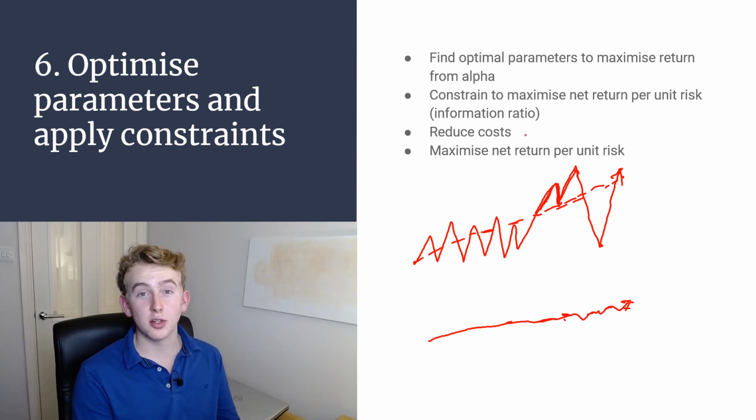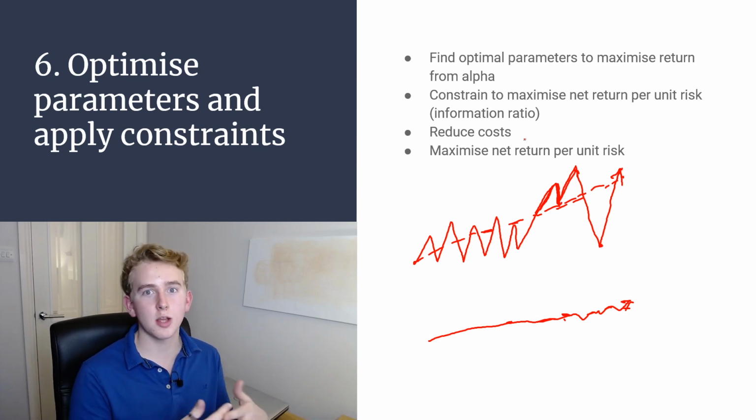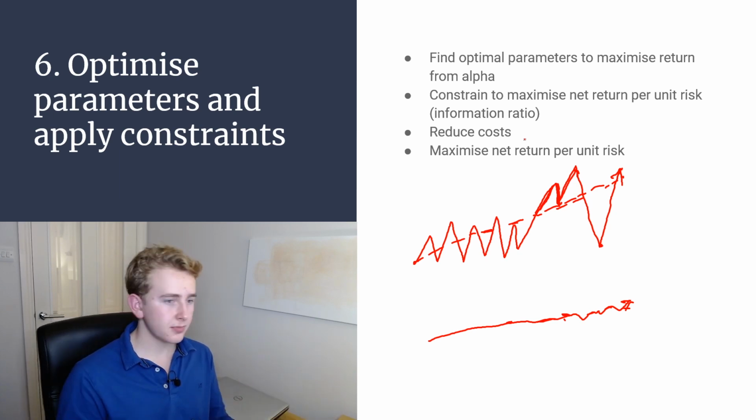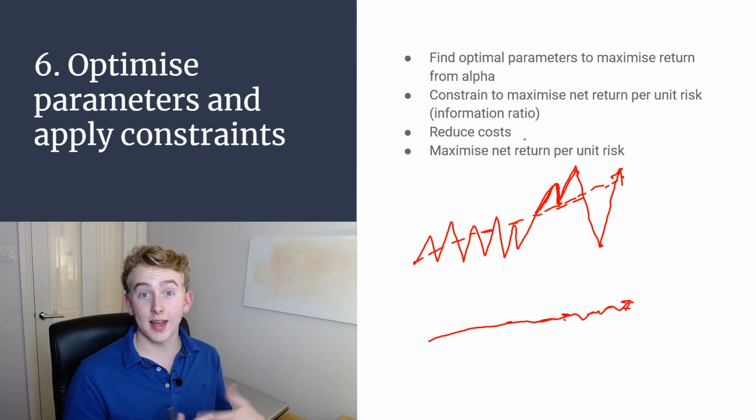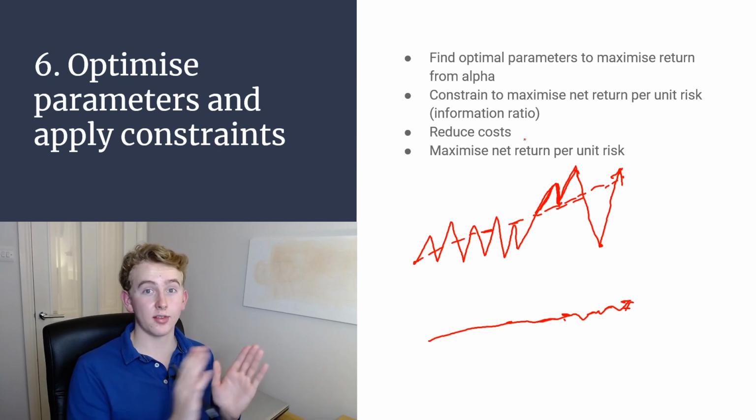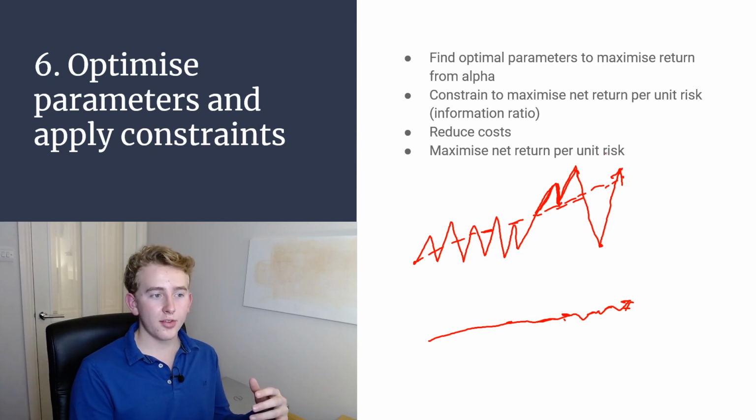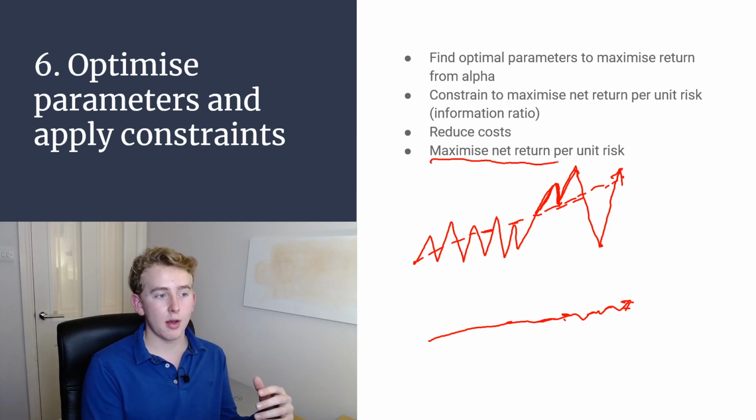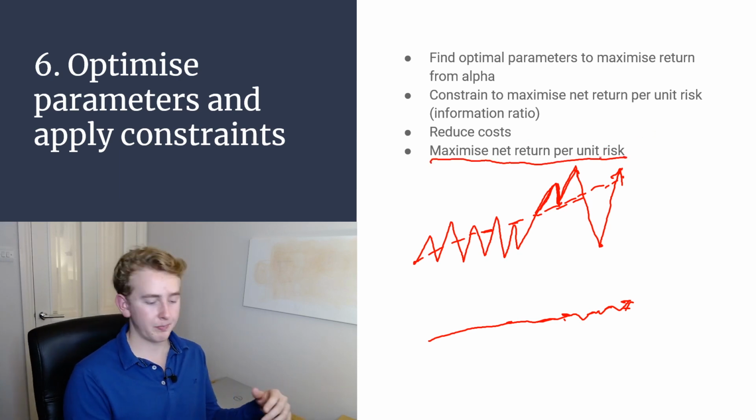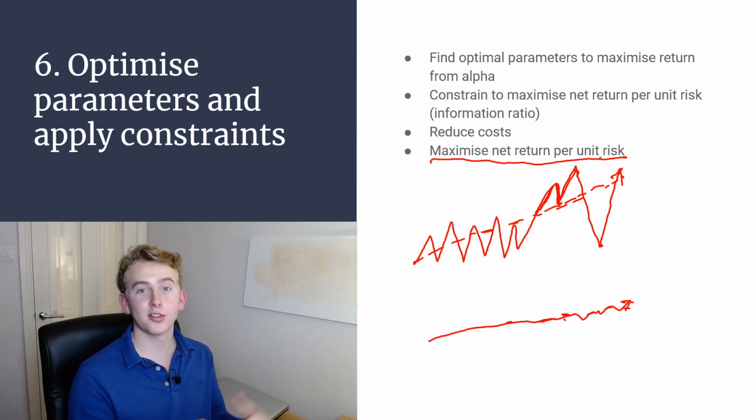Another point is reducing our costs. If we're trading too much, we may be charged a commission or a fee each time we trade. So if we're trading 5 times an hour to get 0.1% extra return over trading 5 times a day, it might be better to constrain ourselves to trading 5 times a day to reduce our costs. So this whole point is maximizing our net return per unit risk, which we will do in a future episode once we've developed our strategy.